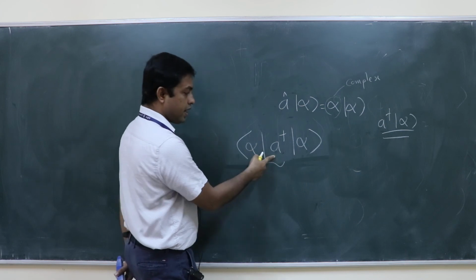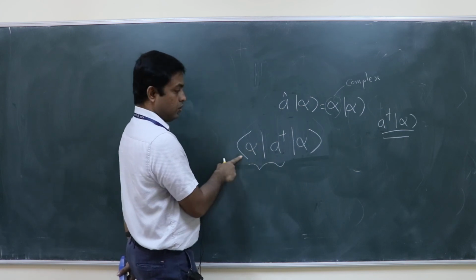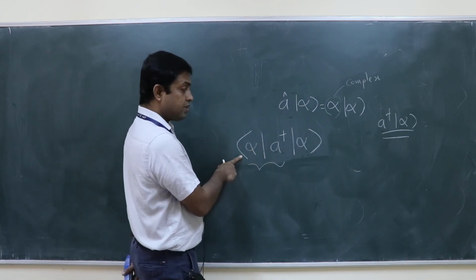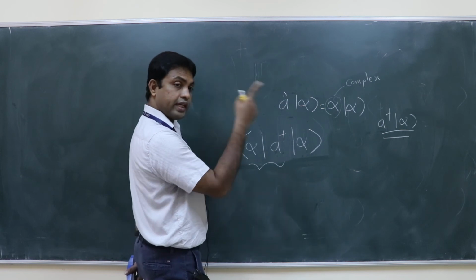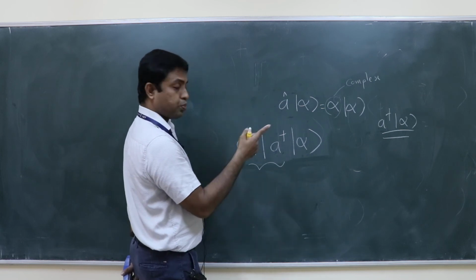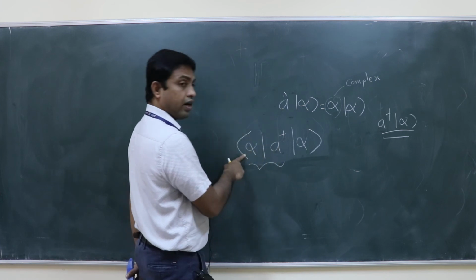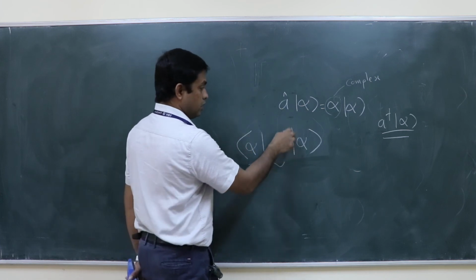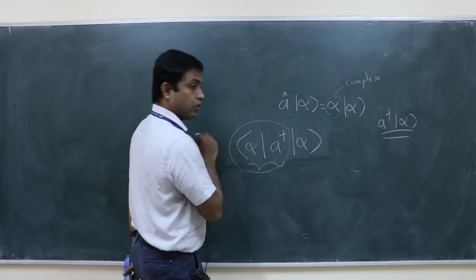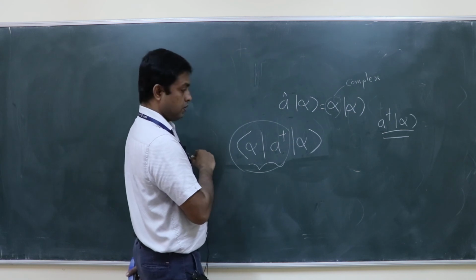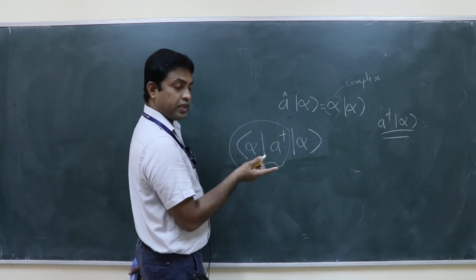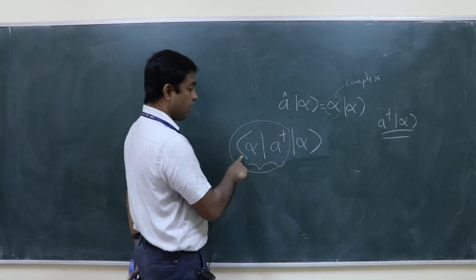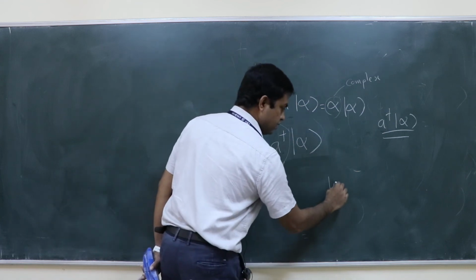So what is A dagger on bra alpha? Now you have to go to its dual space, that is the ket space. So in the ket space, what is this equal to? When I go to the ket space, what should I do? The bra alpha will become ket alpha.